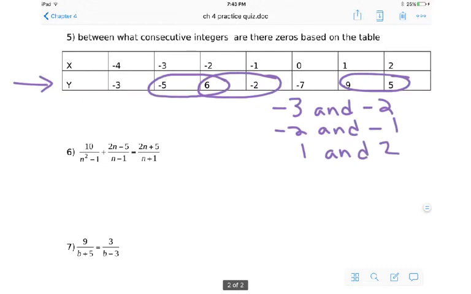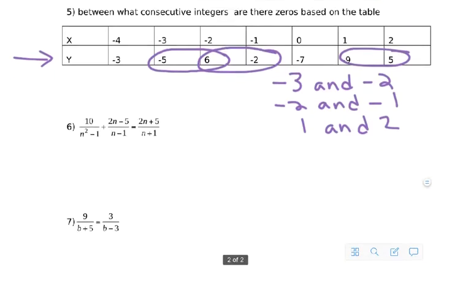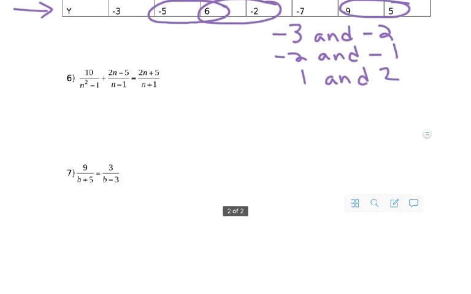For problem number 6, although I'm going to do this problem algebraically, you are more than welcome to do it on your graphing calculator the way I showed you. The first denominator factors into n plus 1, n minus 1. And then, because the next two denominators are n minus 1 and n plus 1, this is going to be my least common denominator.